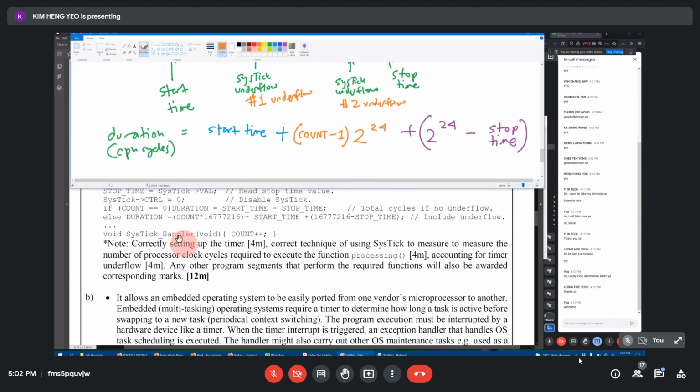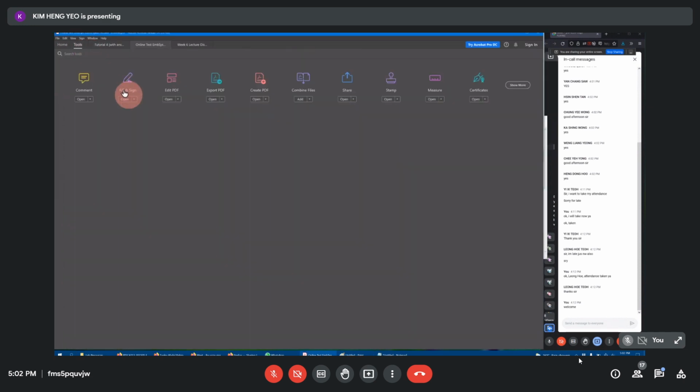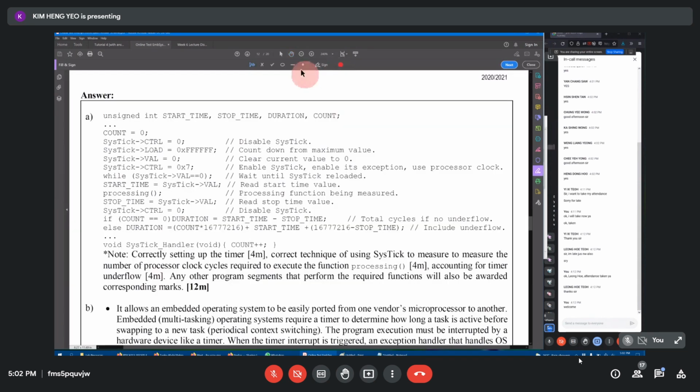This line: if count is not equal to 0, then I'm going to take, okay, this one got a typo here. Let me correct the typo first. This one is not count. It is count minus 1. So I put this back there.